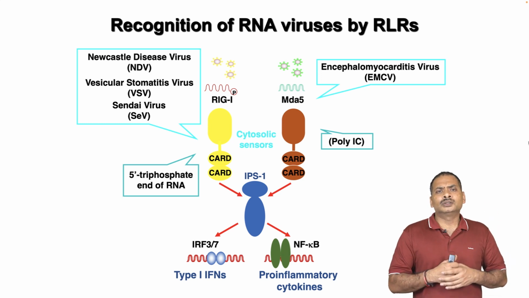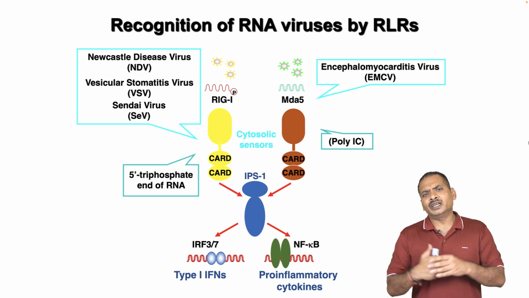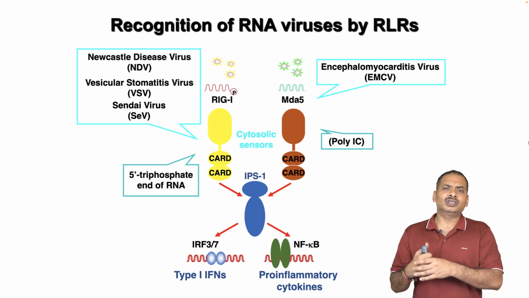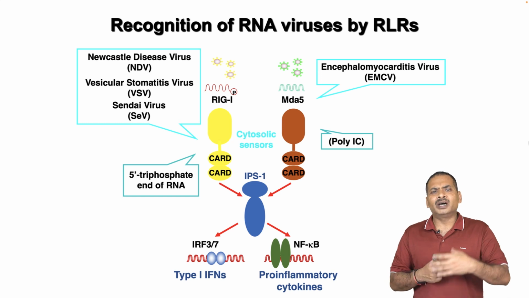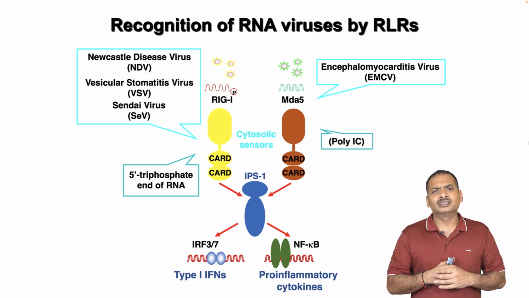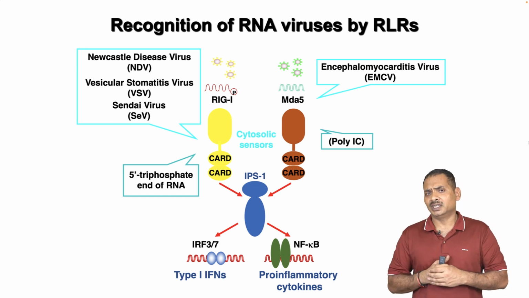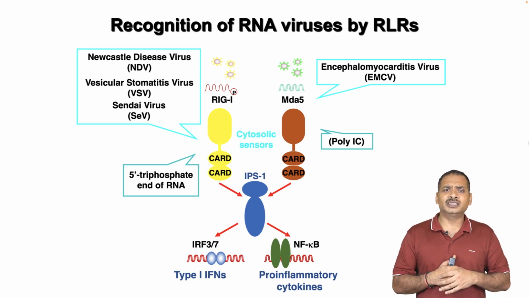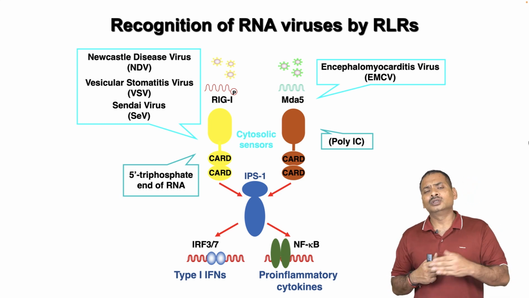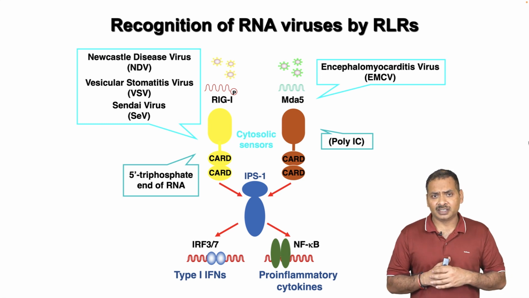There are a variety of poly-IC, low molecular weight and high molecular weight, and it is considered that MDA5 recognizes a high molecular weight poly-IC. A low molecular weight or short stretch of poly-IC is also recognized by RIG-I.